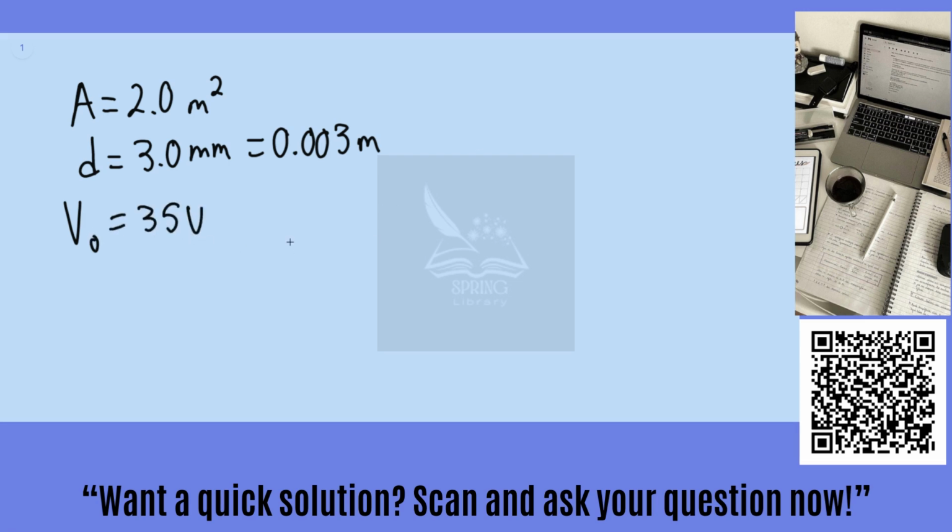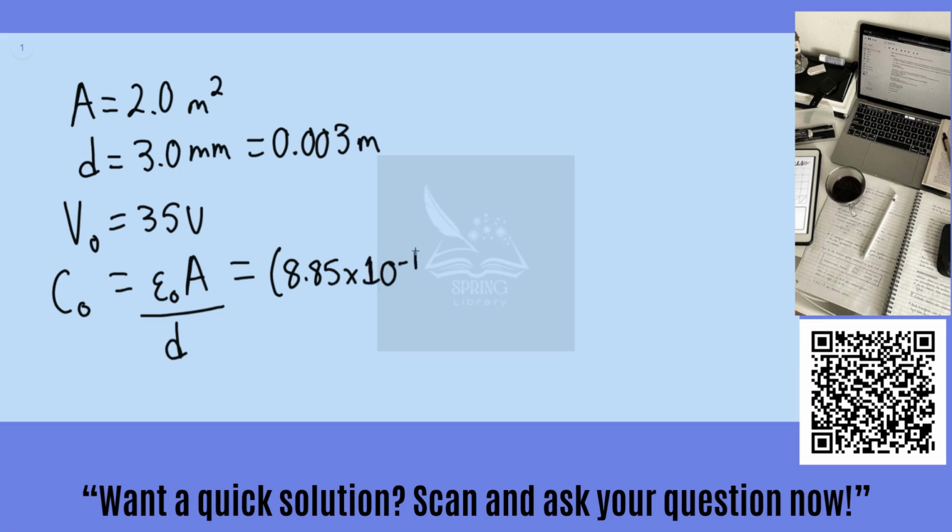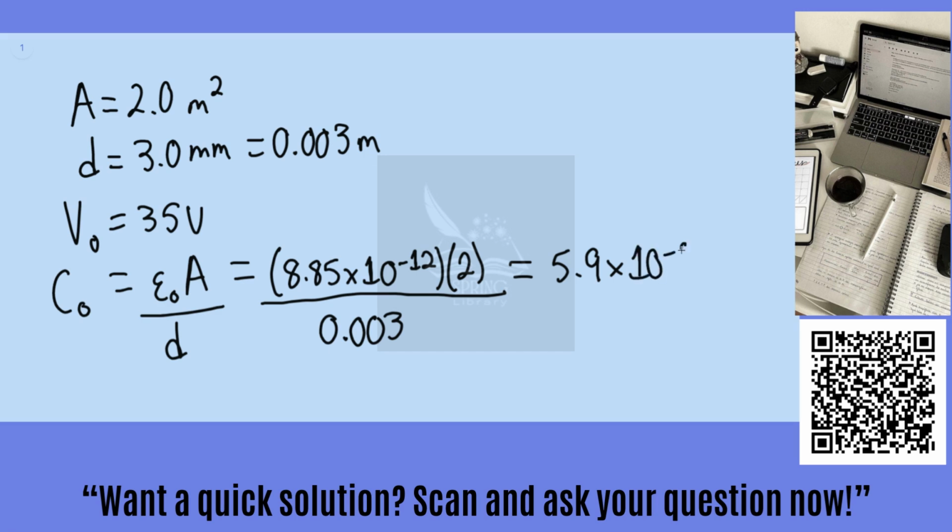So the first thing, we should find the capacitance. The capacitance, C sub O, is going to be equal to epsilon naught, the electric permittivity of free space, times the area divided by the separation. So this would be equal to 8.85 times 10 to the negative 12th, and then times 2 divided by the separation distance of 0.003. So this is going to give us 5.9 times 10 to the negative 9th farads. So this would be one answer for part A.